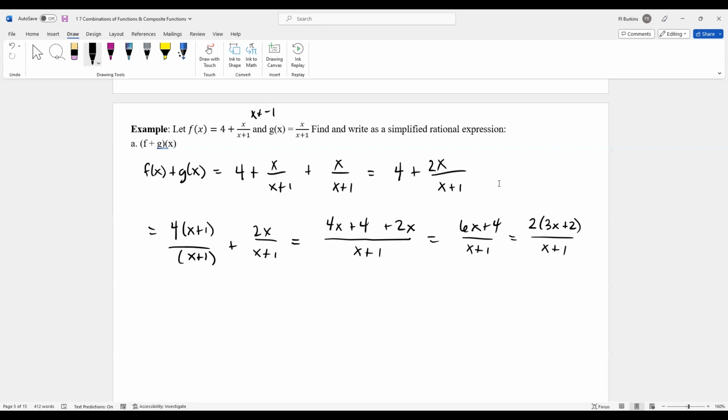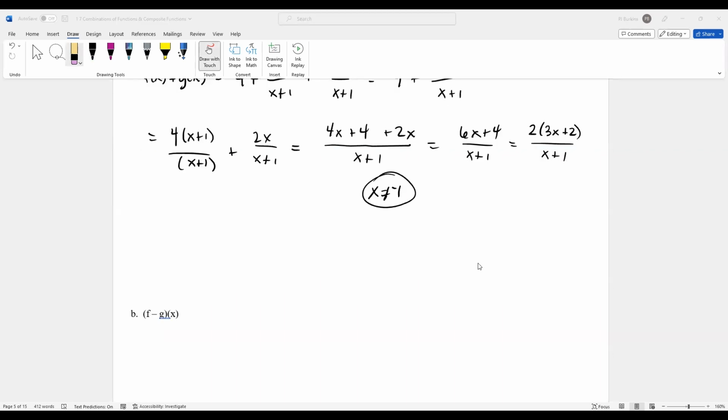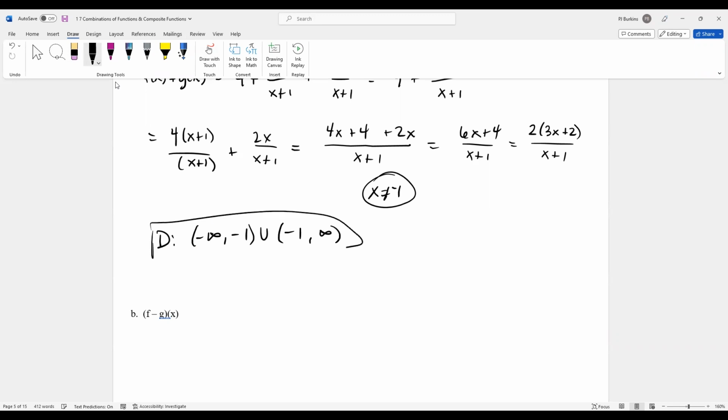All right, so just like the original two functions, x is -1 or can't be -1. So our domain for the final function is -infinity to -1 union -1 to infinity. Okay.